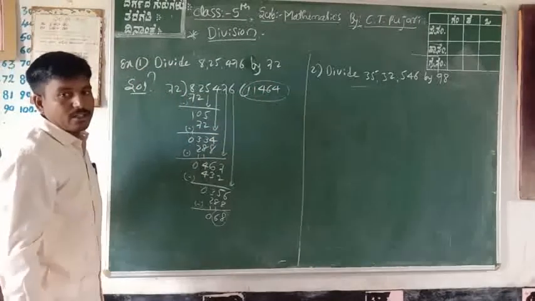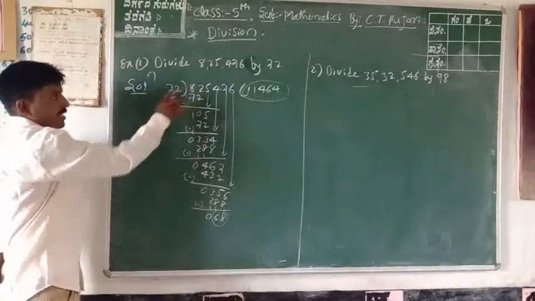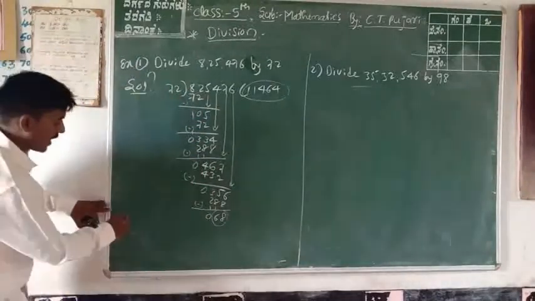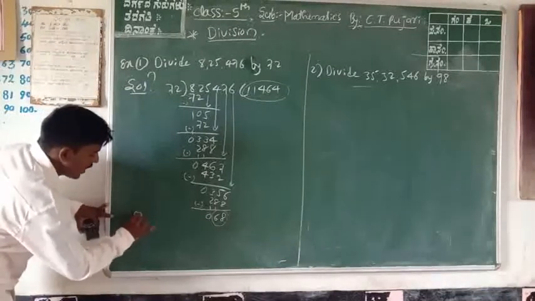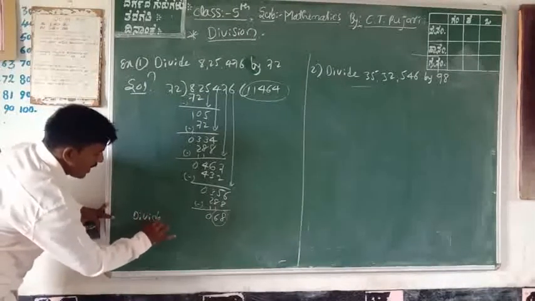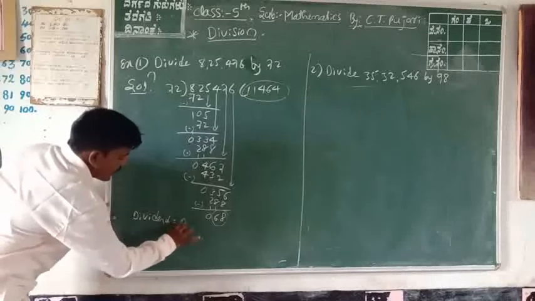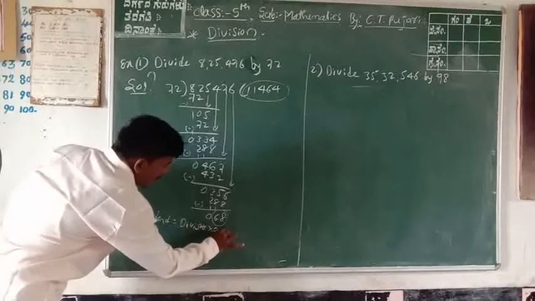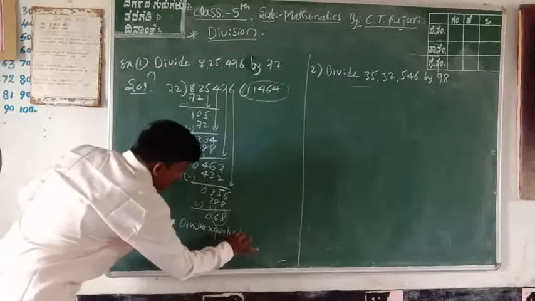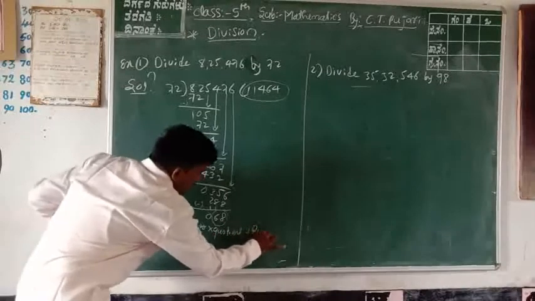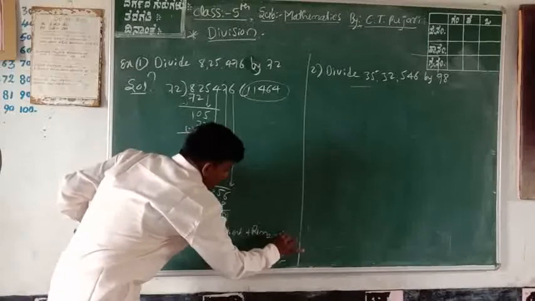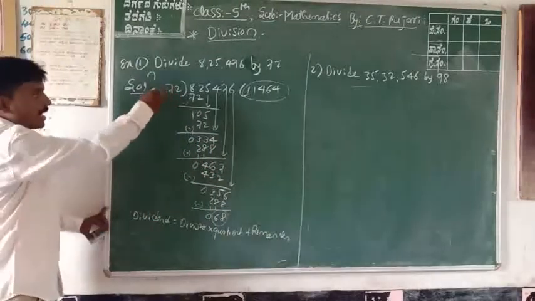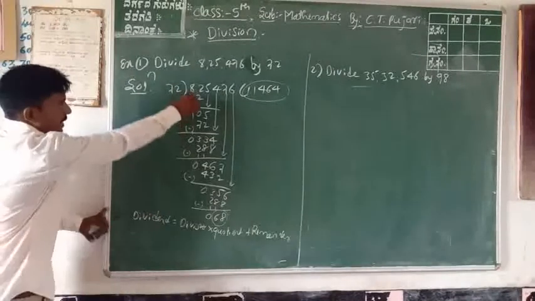11,464 is the quotient. This is the divisor, this is the dividend. Again, check yourself once again. Dividend is equal to divisor into quotient plus remainder. Therefore put the values. Again you can take the values.